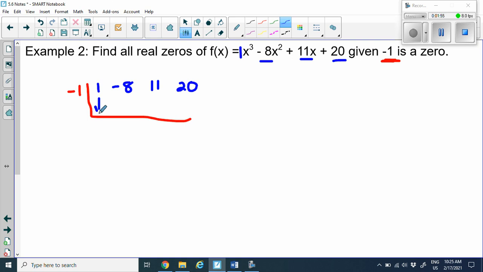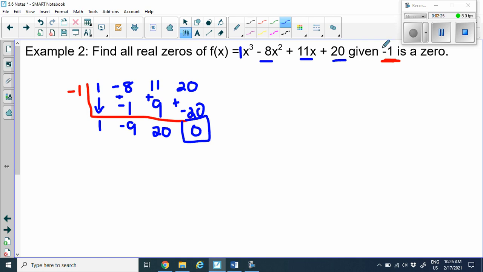My first term I bring below the horizontal line, and anything below it I multiply with the -1. So -1 times 1 gives me -1. I do some vertical addition, so -8 plus -1 gives me -9. -1 times -9 gives me +9, so that gives me 20. And then I do -1 times 20 to give me -20. Add that, and notice we do get 0 as a remainder, so we did this correctly.